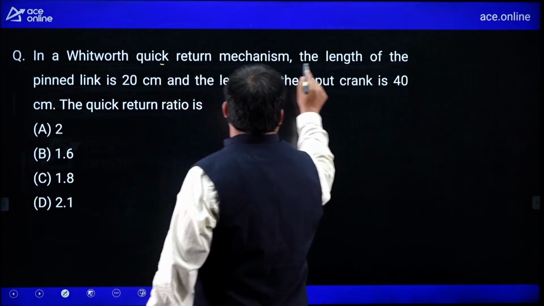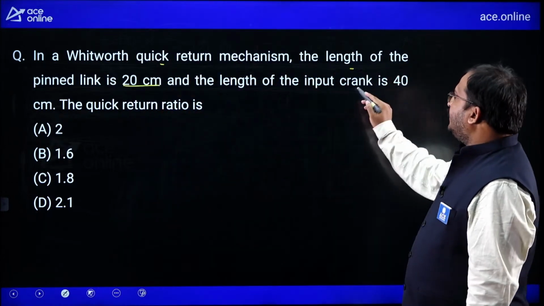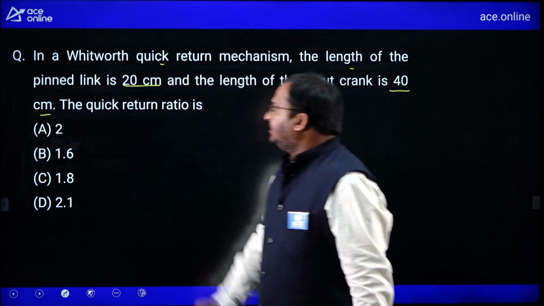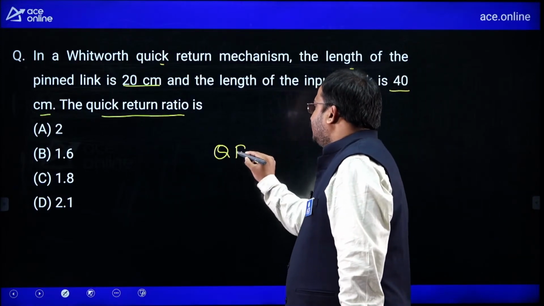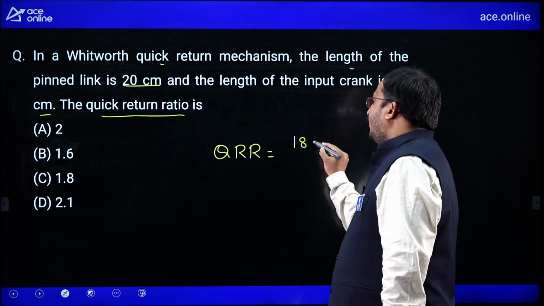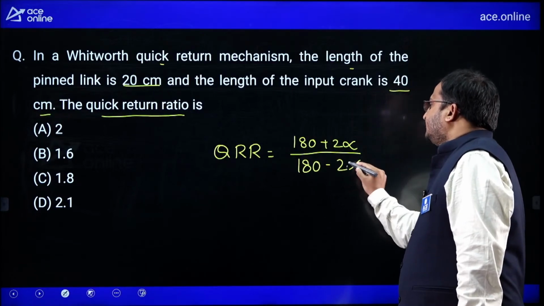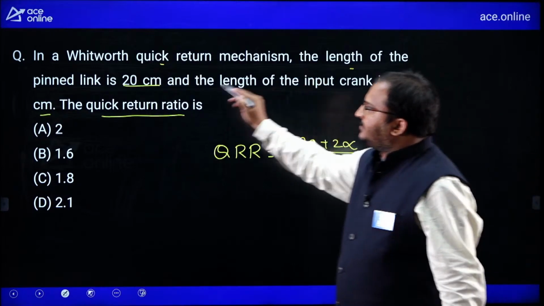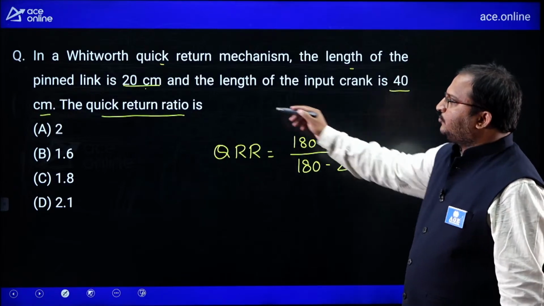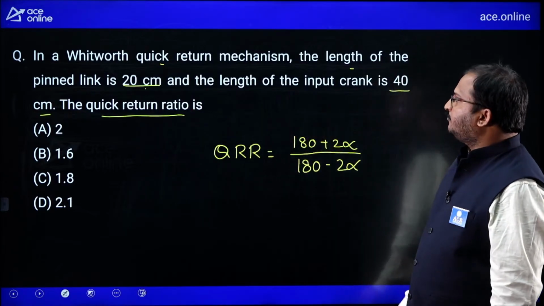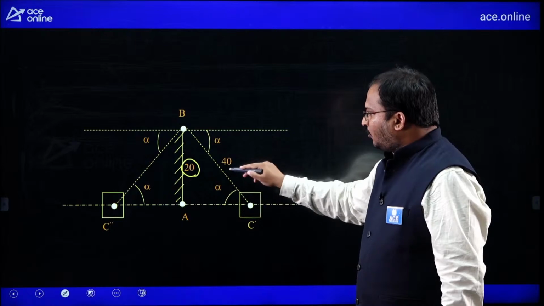In a Whitworth quick return mechanism, the length of the pinned link is 20 centimeter and the length of the input crank is 40 centimeters. The quick return ratio is, so the formula for quick return ratio, QRR is equal to 180 plus 2 alpha by 180 minus 2 alpha. But in this question alpha is not given, but the distances are given, 20 centimeters and 40 centimeters. So first we have to find alpha using these 20 centimeters and 40 centimeters dimensions. So look, the pinned link dimension is 20 and this one is 40, dear students.